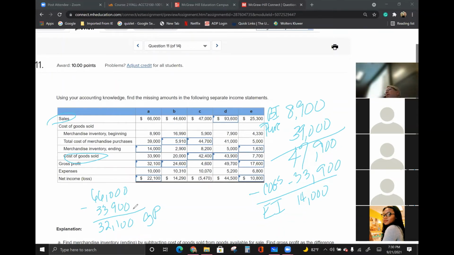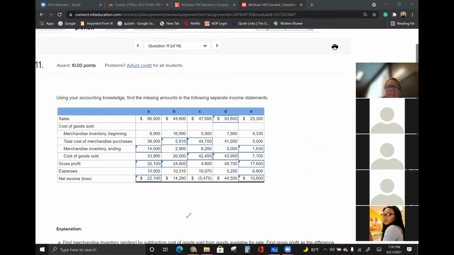So the gross profit less expenses equals the 22,100, which is net income. So that was the first one.